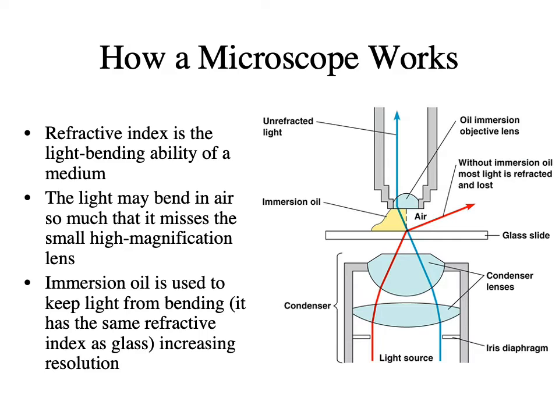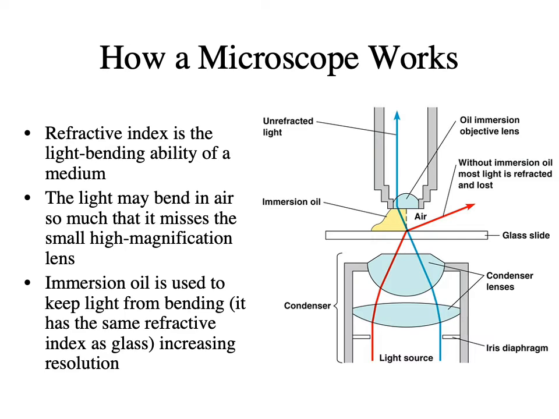Immersion oil is often used to keep the light from bending out and escaping. It has the same refractive index as glass, so it's like you put glass upon glass, and so it increases the refractive index, and it increases resolution. You want to have excellent resolution. So again, immersion oil is the way to go for this, to make sure that you have it coming to a pinpoint and not escaping out the sides.